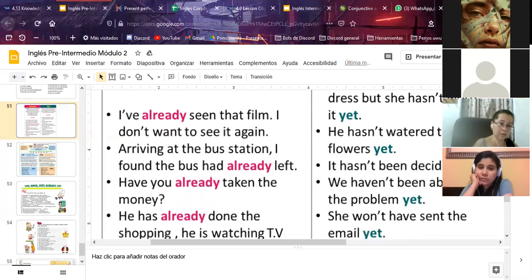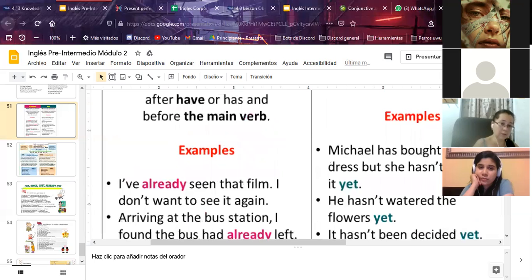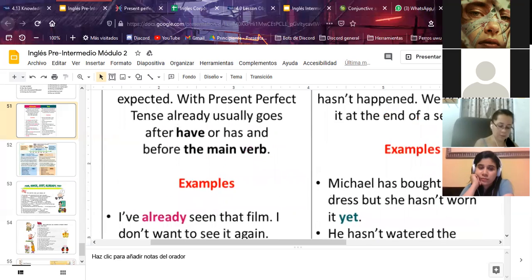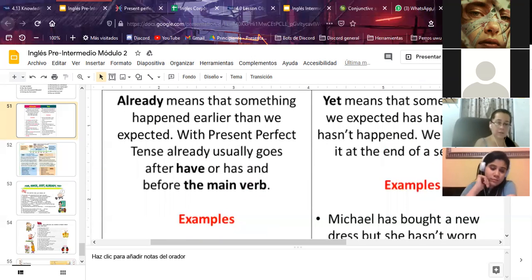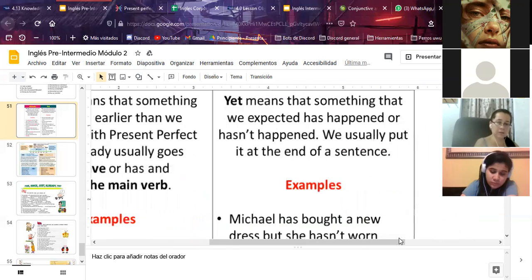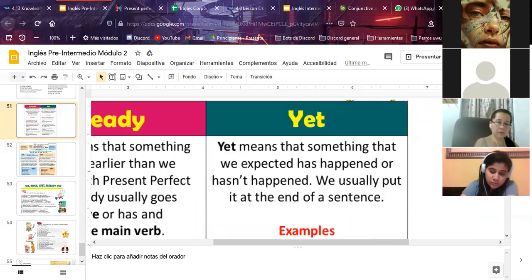So, do you understand what is already? What is already? Ya. Ya, como que ya lo hice. Listo. Ya pasó. So that is it. So for example, when it says, I've already seen that film, yo ya vi esa película. So it's something that tells you something that already happened. It's finished already.